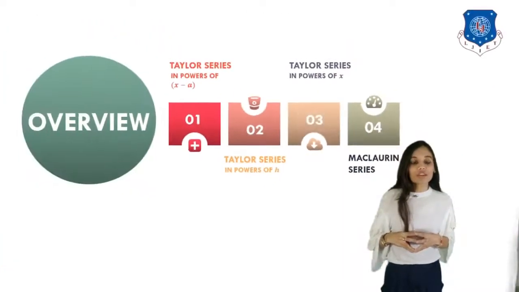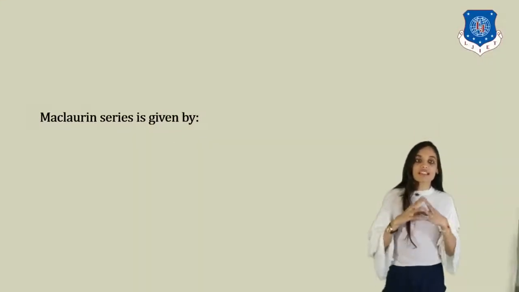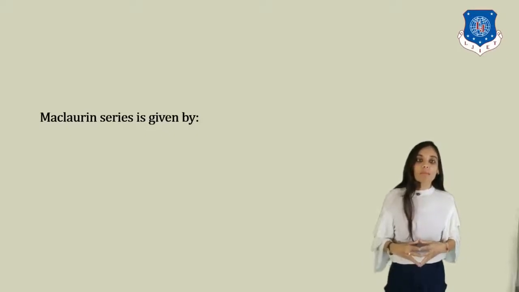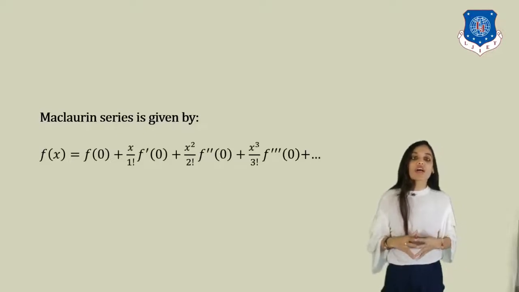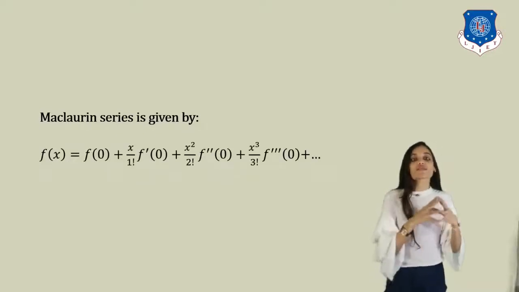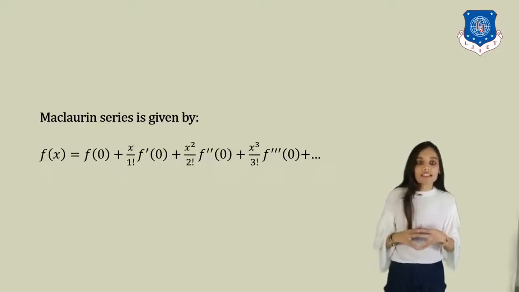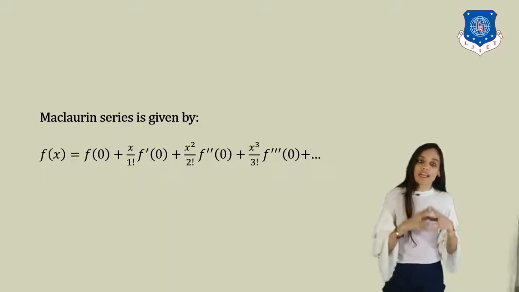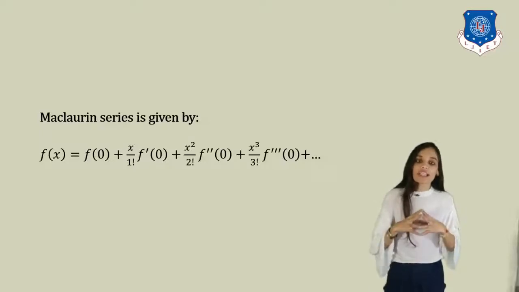Lastly, let's check out the formula of Maclaurin series. The Maclaurin series is given by f of x is equal to f of 0 plus x upon 1 factorial f dash of 0 plus x square upon 2 factorial f double dash of 0 and so on. So whenever you are asked to find Taylor series about a is equal to 0, or you are asked to find Maclaurin series, you will use the following formula presented here.